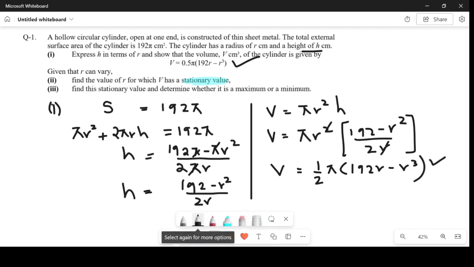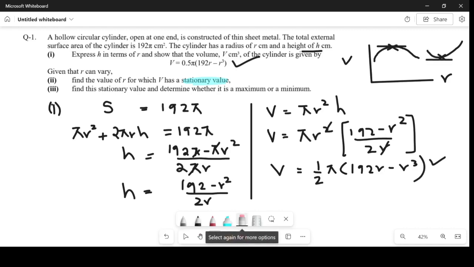If you look at this equation, you'll have volume on the y-axis, radius on the x-axis. Maybe the graph looks like this, or maybe it's like both, maximum at some point and minimum at some point. Anyway, they're asking to find the value of r where it has a stationary value. We know that if there's a stationary value, then dV upon dr must be equal to 0. So that's what we'll do.